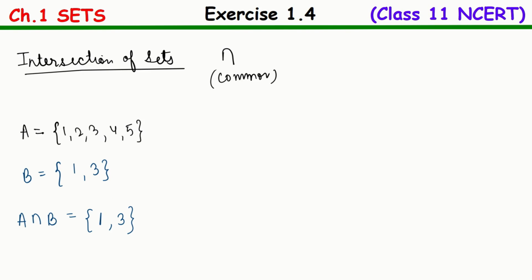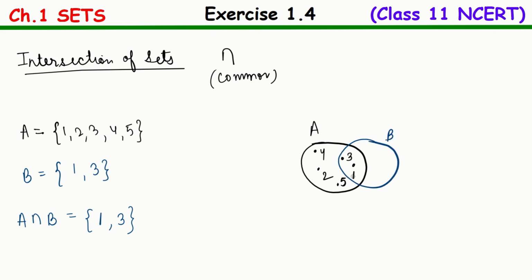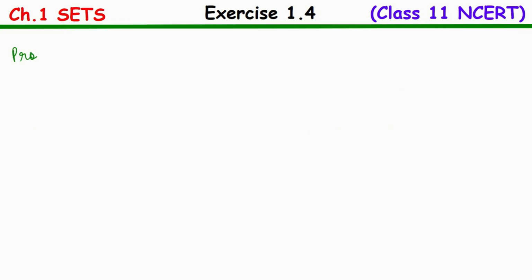Denoting it by a Venn diagram, suppose we have this set A, it will be like we have 1, then 2, then 3, 4 and 5. Then there will be a set B. This is set B. B will contain 1 and 3. So A and B intersection is denoted by this. This is the shaded area. This shaded area is the intersection, that means the common part. Next, some of the properties of intersection.